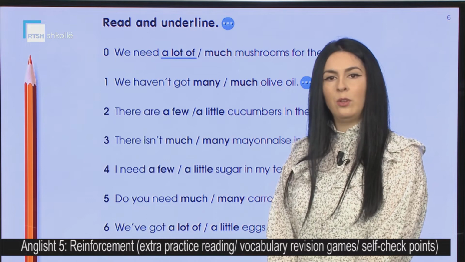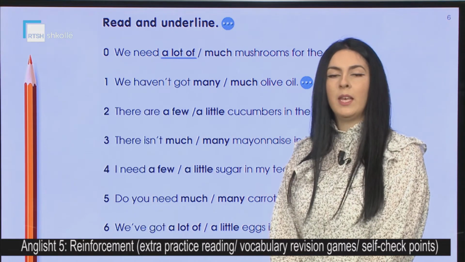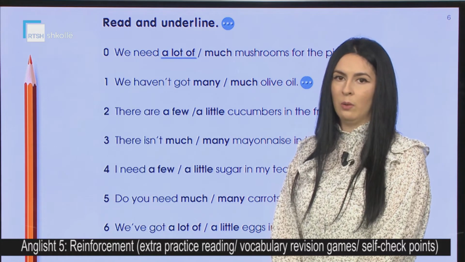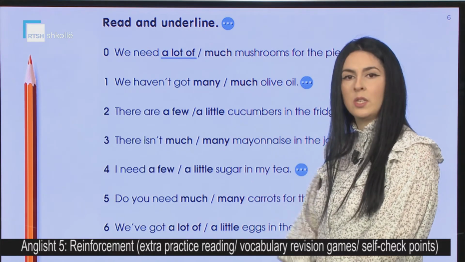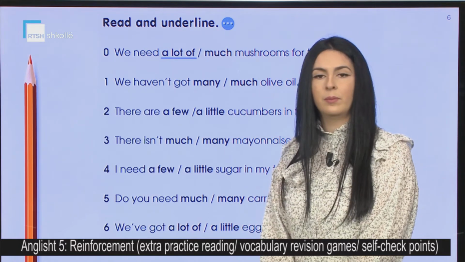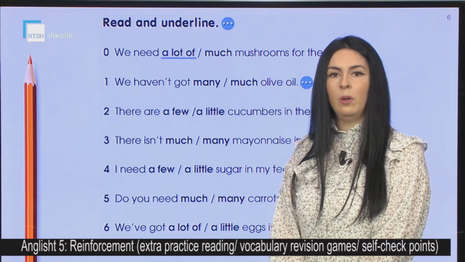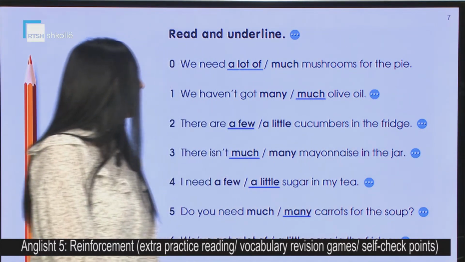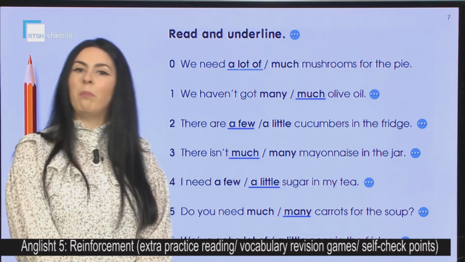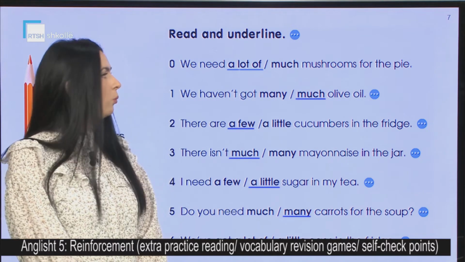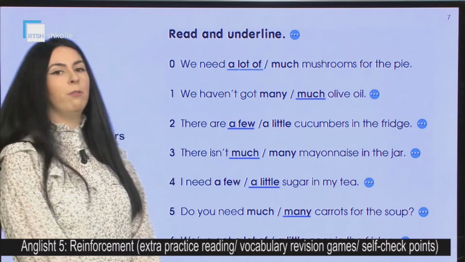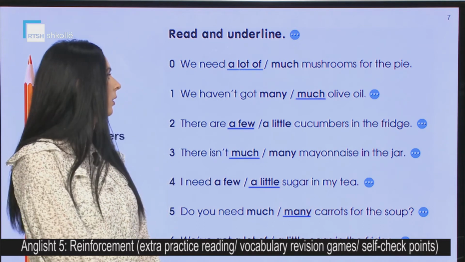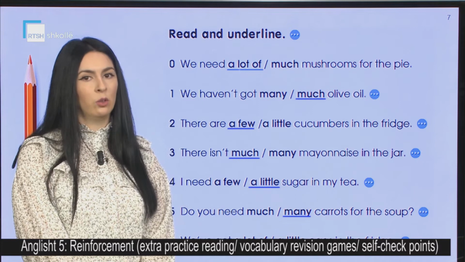So again, I invite you to think about the answer by keeping in mind that we use quantifiers with countable and uncountable nouns. But look at the nouns in order to guess right. Have you thought about it? Now let's check the answers together. We need a lot of mushrooms for the pie. As we already said, it was given. It was an already given answer. For the first sentence, we haven't got much olive oil. Why much and not many? Because olive oil is an uncountable noun.